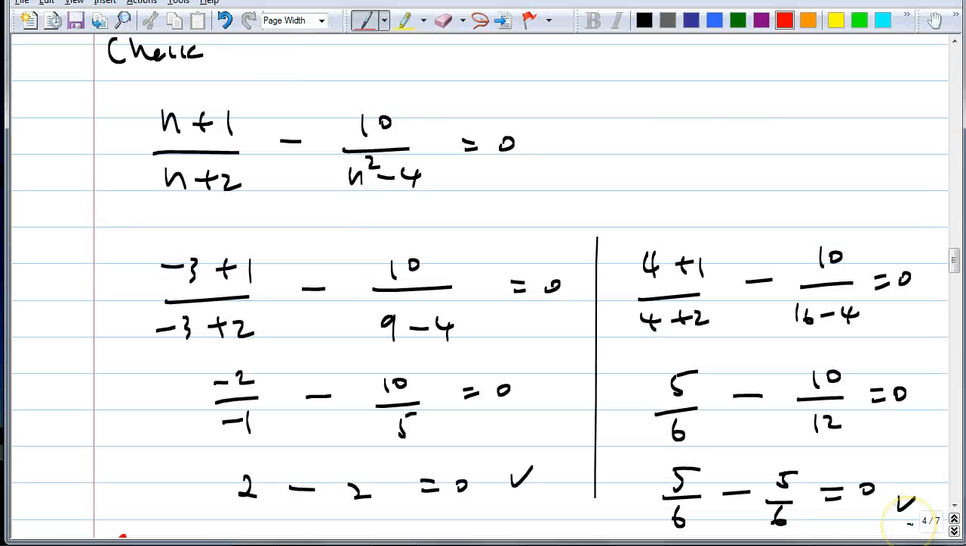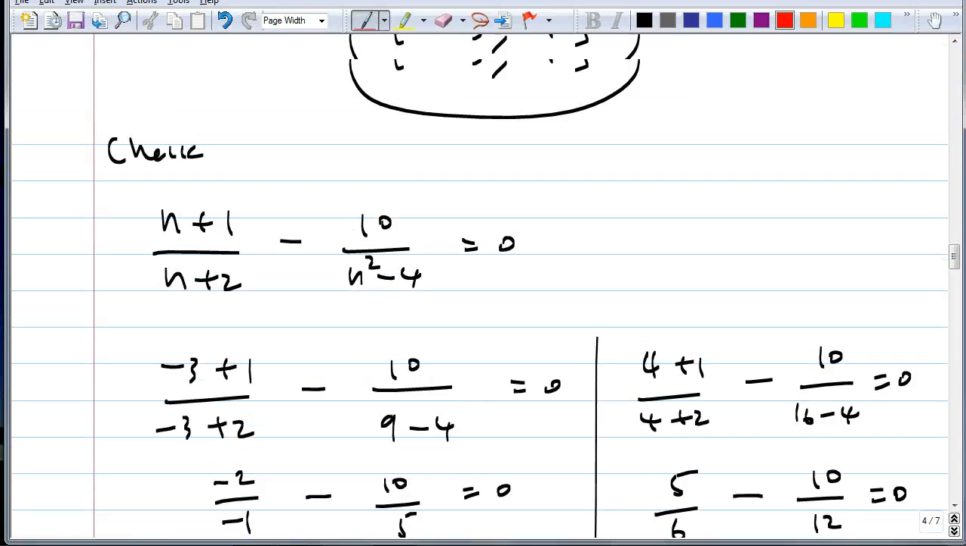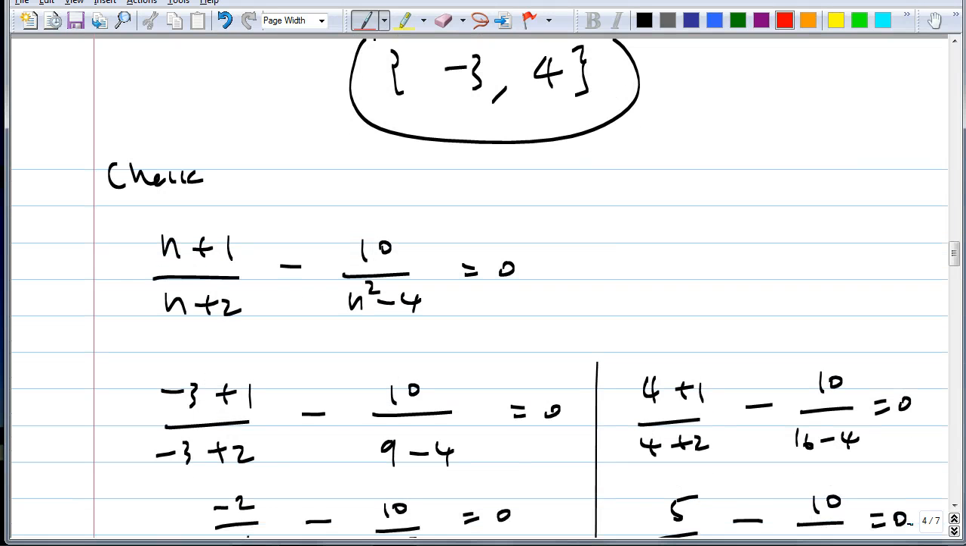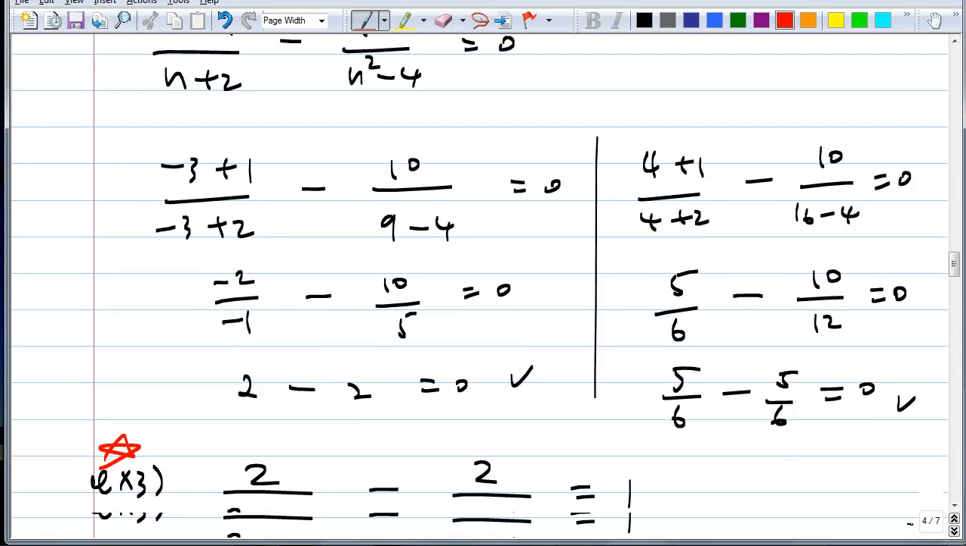Did you all get it? Both of them check out, don't they? They all work, both of these. So we're now ready to say what? The answers are negative 3 and 4. Is that okay, guys? So here, this is where I checked it. Okay, so there's the answer.